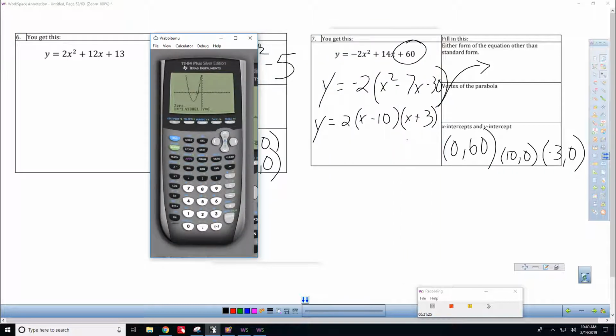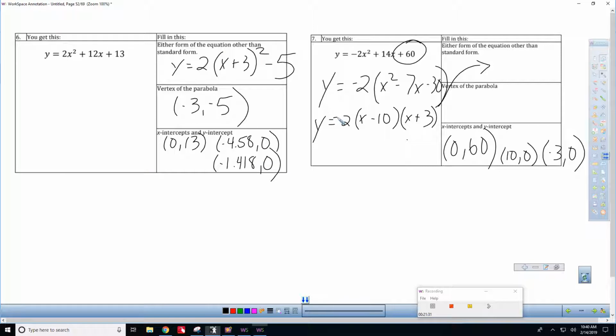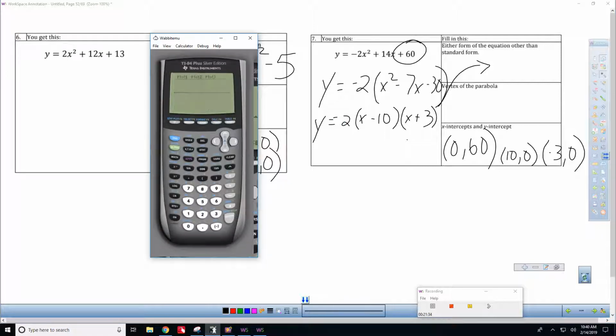Y equals, sorry, this should have been a negative 2. Y equals, clear, negative 2x squared plus 14x plus 60. Graph it. Okay. Zoom out. Zoom out again.